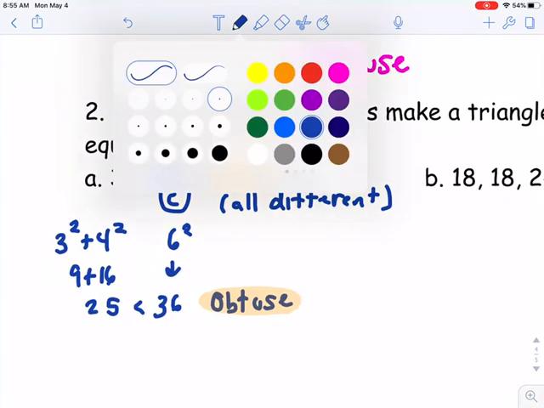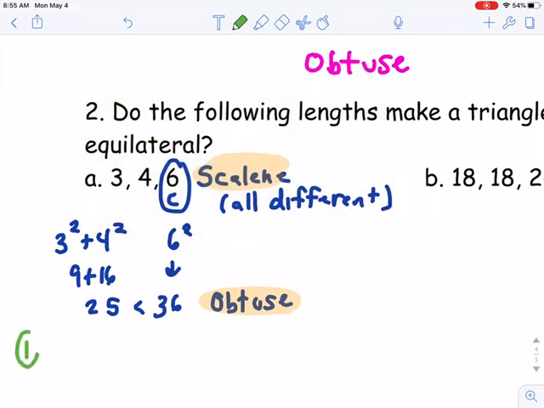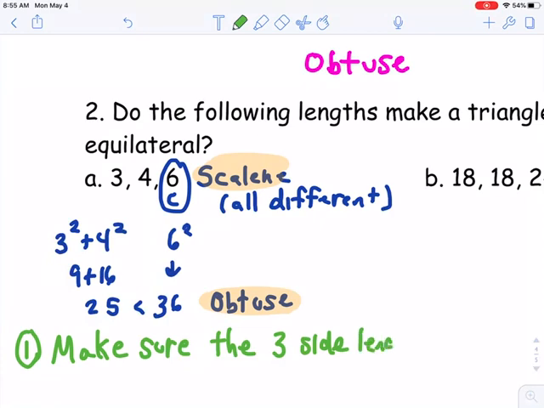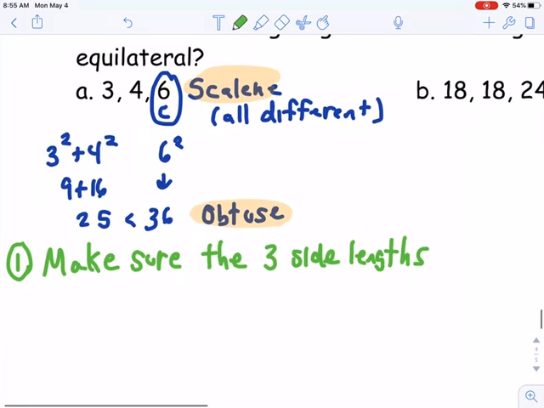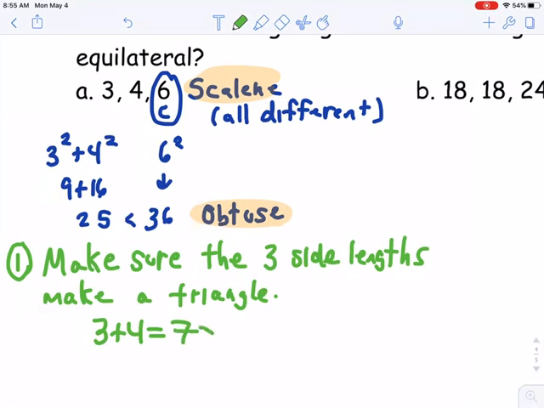All right, and one thing I forgot to mention, and we're definitely going to see this in the future. This is probably what you should do first. Do you have to write this down every single time? No. But you should at least do it mentally. Make sure the 3 side lengths make a triangle. What do I mean by that? The 2 smaller sides, so like 3 plus 4 equals 7, which is greater than 6. This is the triangle inequality.